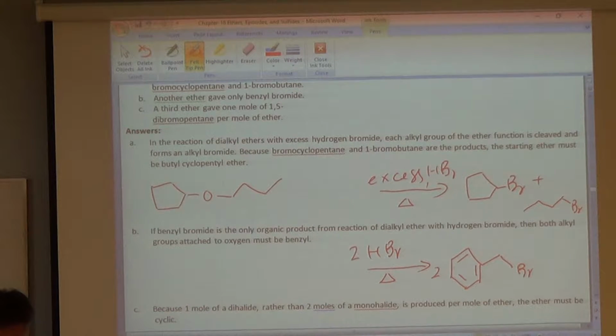Let's say you take two of those HBr. And then what will be the ether? You need this type of ether to produce the benzyl bromide. Usually you will produce two different alkyl halides, but this time you only produce benzyl bromide. That means we have this dibenzyl ether.